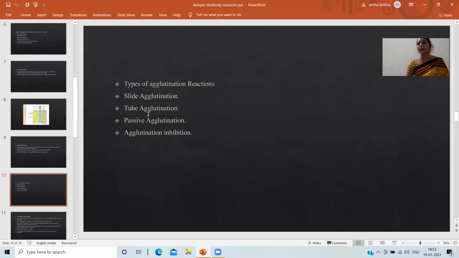Then the tubes are incubated until visible agglutination is observed. And whichever shows the agglutination is considered as positive. Generally, this tube agglutination test is used in diagnosing typhoid, typhus fever, to perform viral tests, and in order to perform brucellosis. So all these are the applications of your tube agglutination.